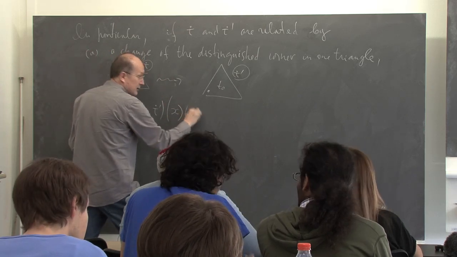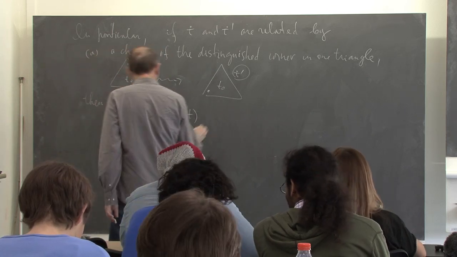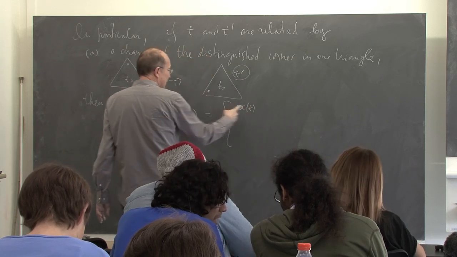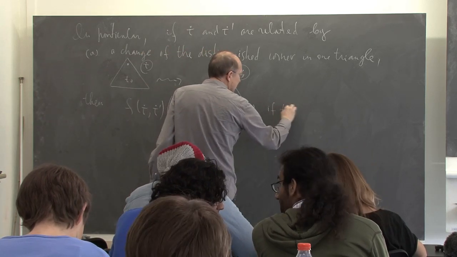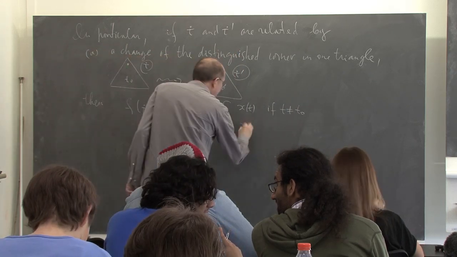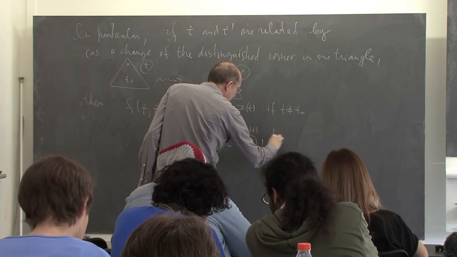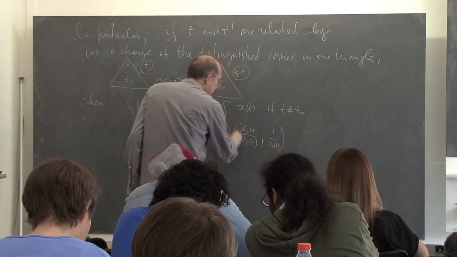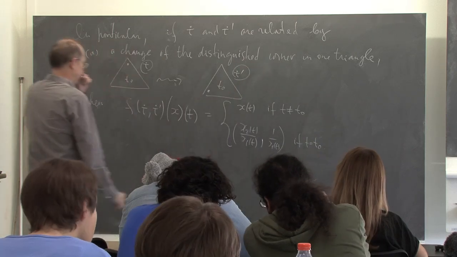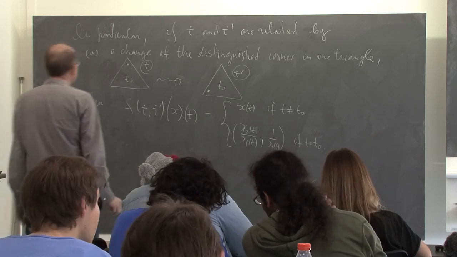So we insert a triangle as the argument. Now we have to get a couple of numbers. So the formula is the following. It will be the same function x of t if t is distinct from t0, and x2 of t divided by x1 of t, comma 1 over x1 of t, if t is equal to t0. Okay, that's one particular case.